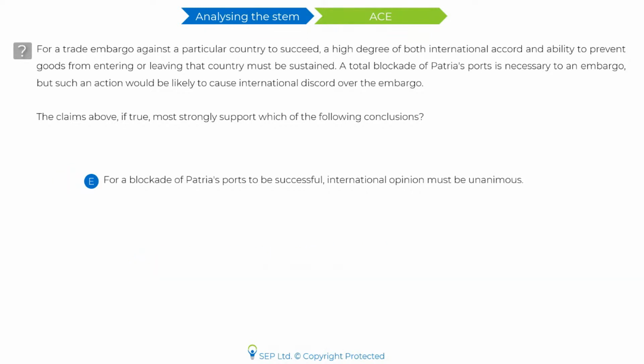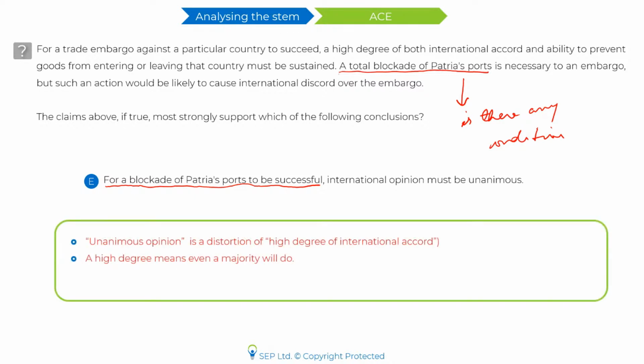E, and a lot of you marked E, guys. Why? For a blockade of Patria's ports to be successful, for the blockade, is there any condition given? Is there any condition given for this to happen? No. This itself is a condition for the embargo to happen, but for the blockade to happen, there is no other condition. So E is totally out, and unanimous is a distortion of high degree.